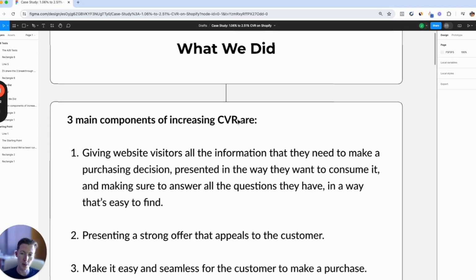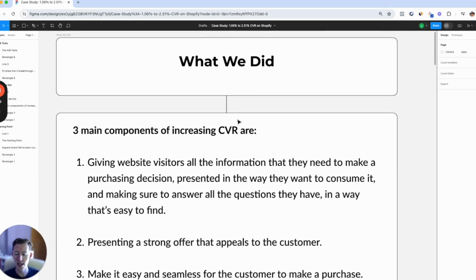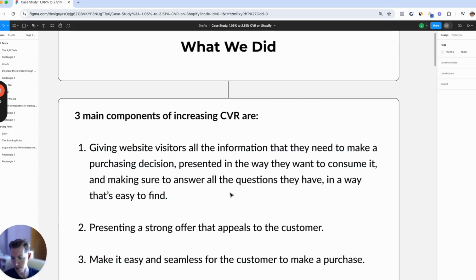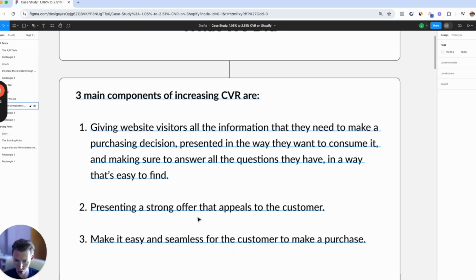So here's what we did. And before I share the specific A/B test that we ran, I want to share the three main components of increasing conversion rate. The first one is giving website visitors all the information they need to make a purchasing decision, presented in the way that they want to consume it, and making sure to answer all the questions they have in a way that's easy to find. The second one is presenting a strong offer that appeals to the customer. And third is make it easy and seamless for the customer to make a purchase.